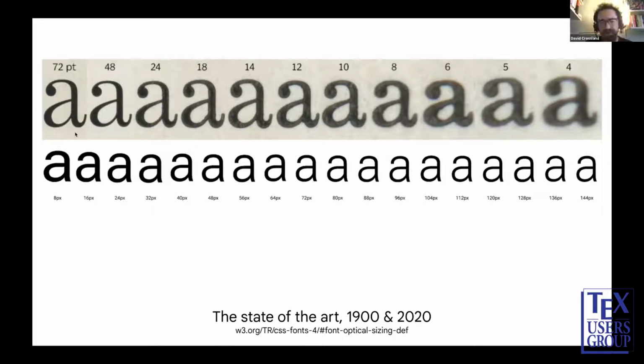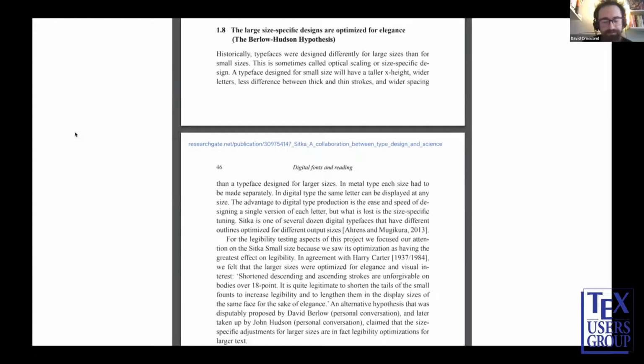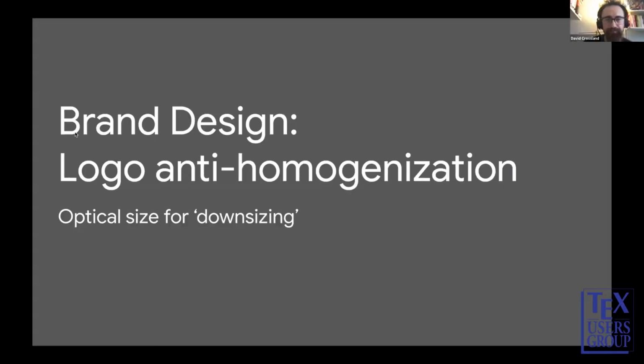And the state of the art of this over 120 years hasn't really changed. So above we have an example from Century Gothic from American Type Founders from 1900, and then here we have a new typeface called Roboto Flex. And so David Berlow, the lead type designer on these projects, has this idea that these size-specific designs are not about designing for elegance at large sizes. It's also a legibility optimization at small sizes. So I want to talk about those two things, large and small sizes.